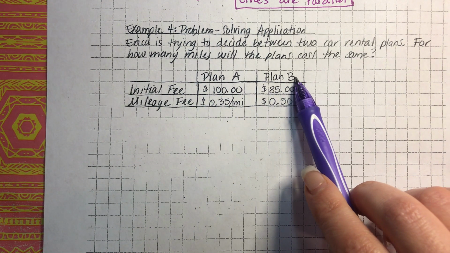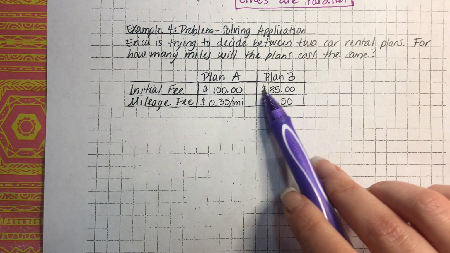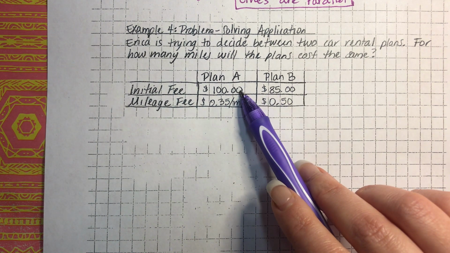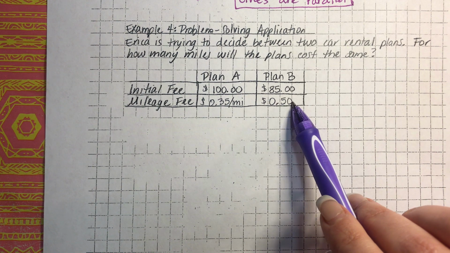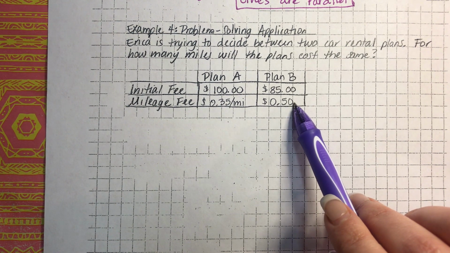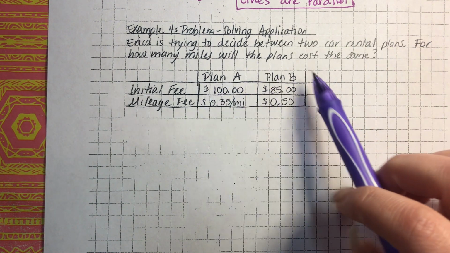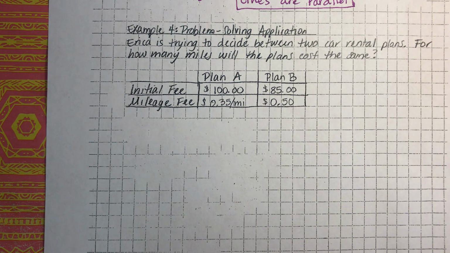And then plan B is a different car rental plan. It's just an initial $85 to rent the car, which is less, right? But for every mile, you get charged 50 cents. So the per mile is more expensive. So what we want to know is how many miles do you have to travel for both of these plans to cost the same? So first, what we have to do is define our variable.